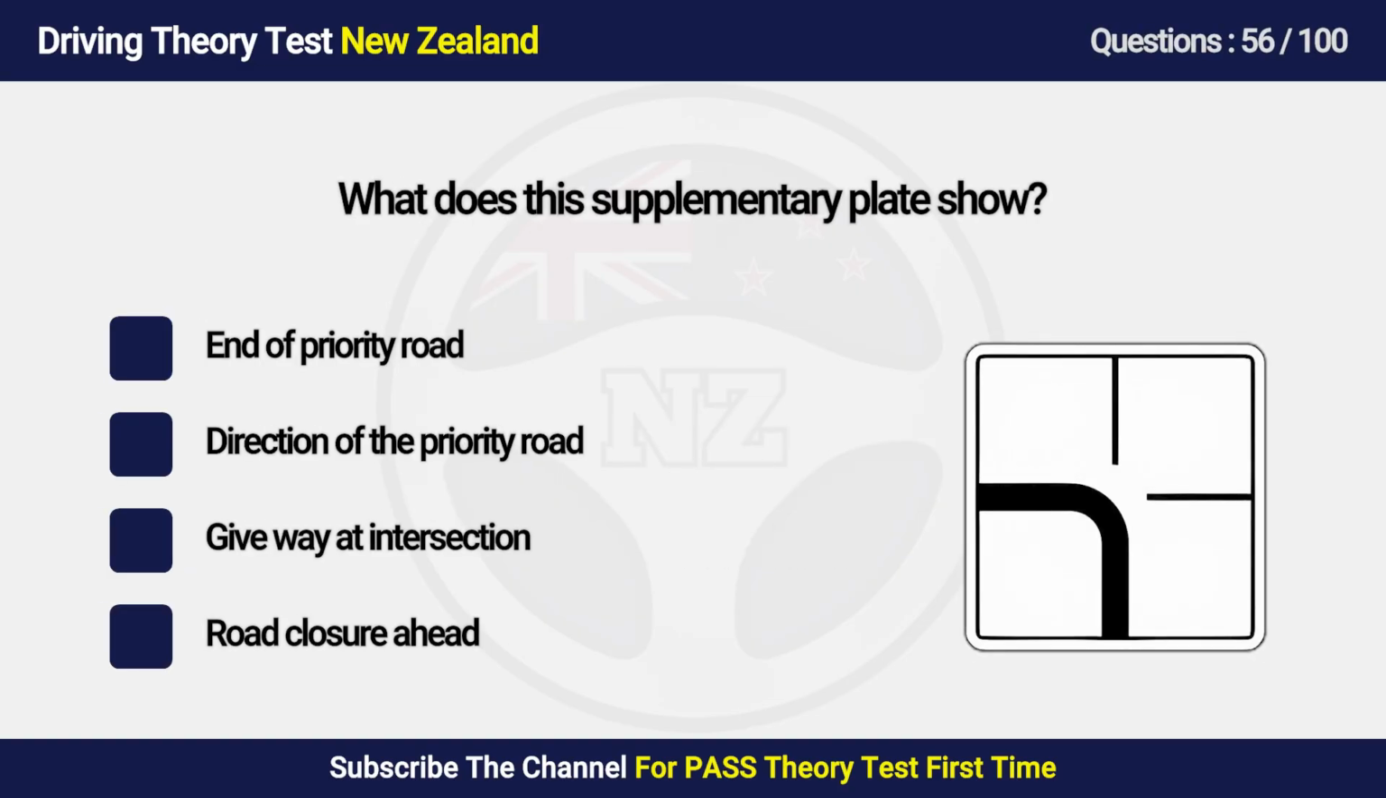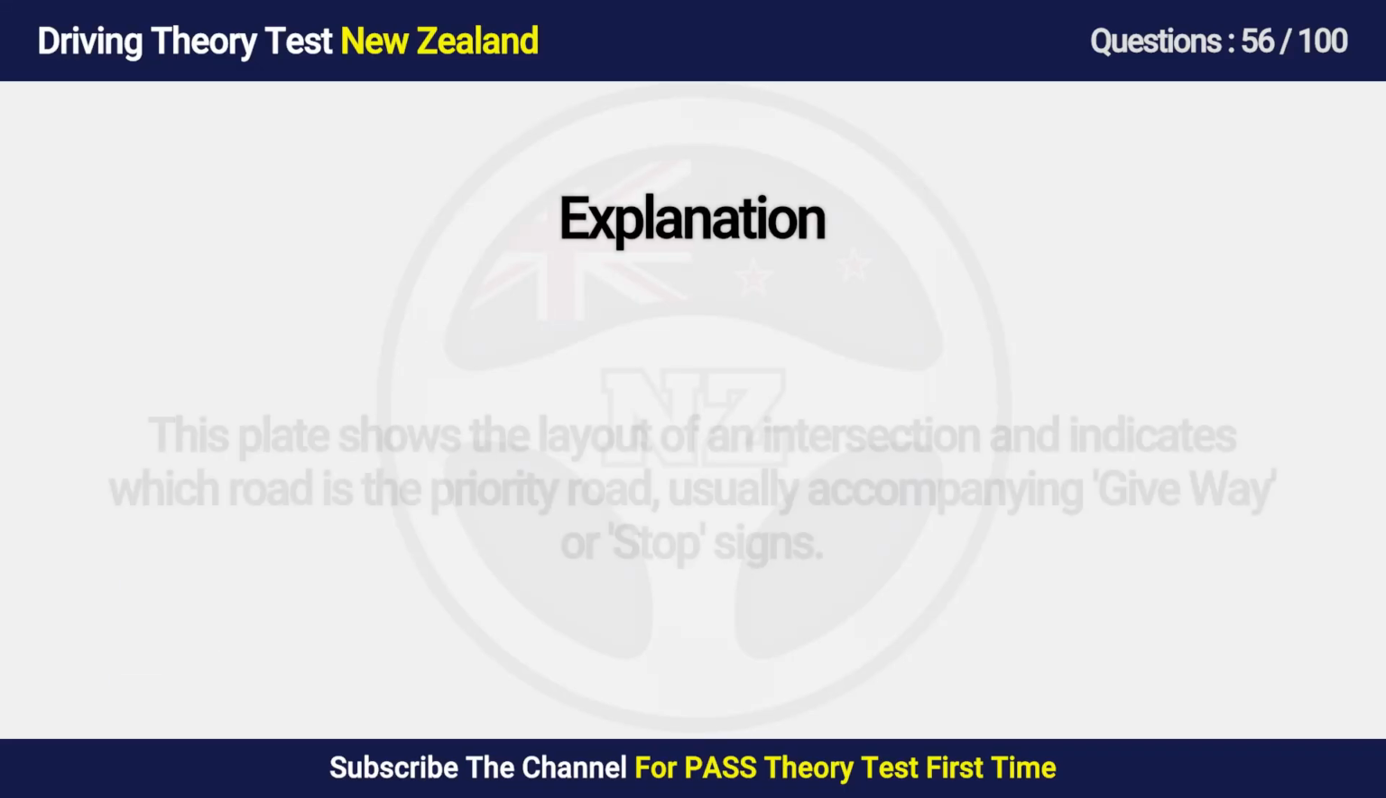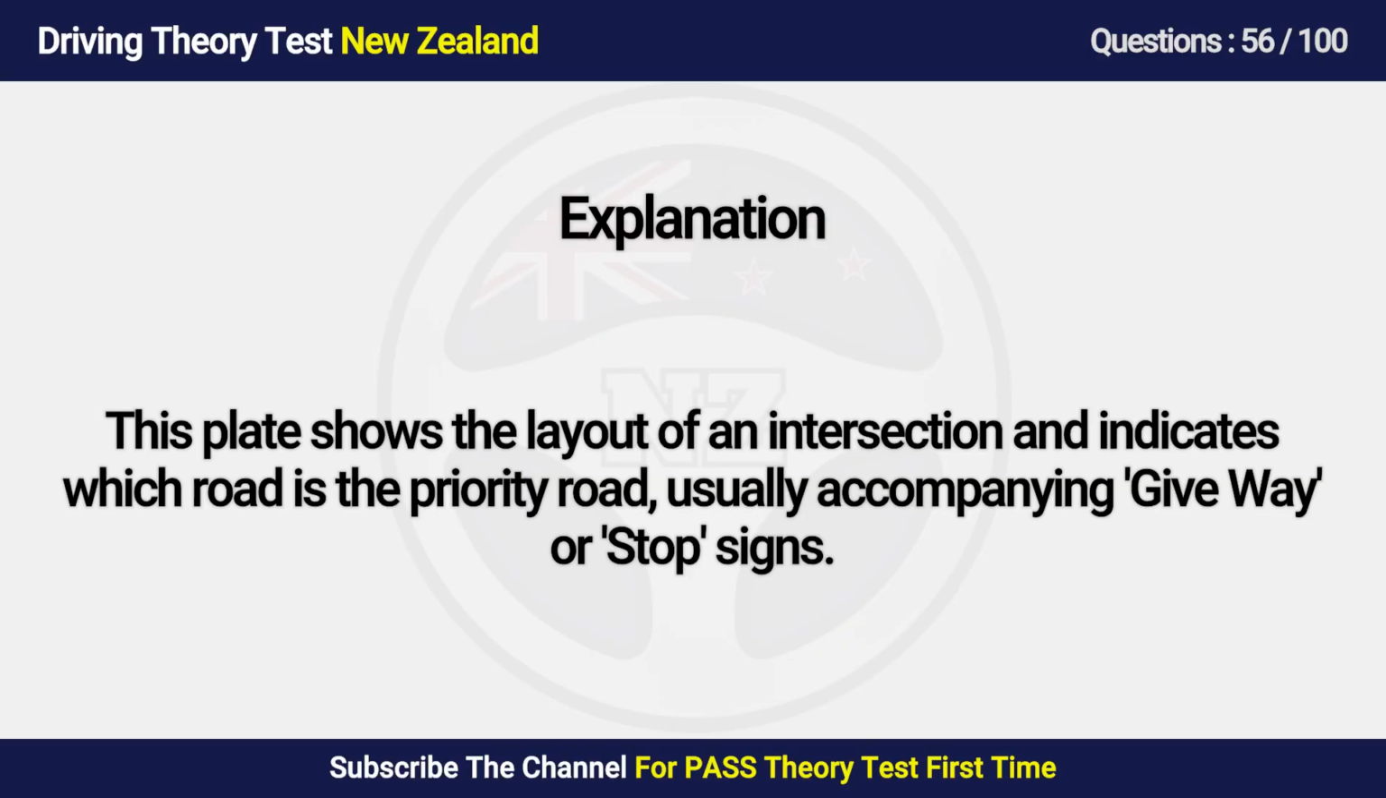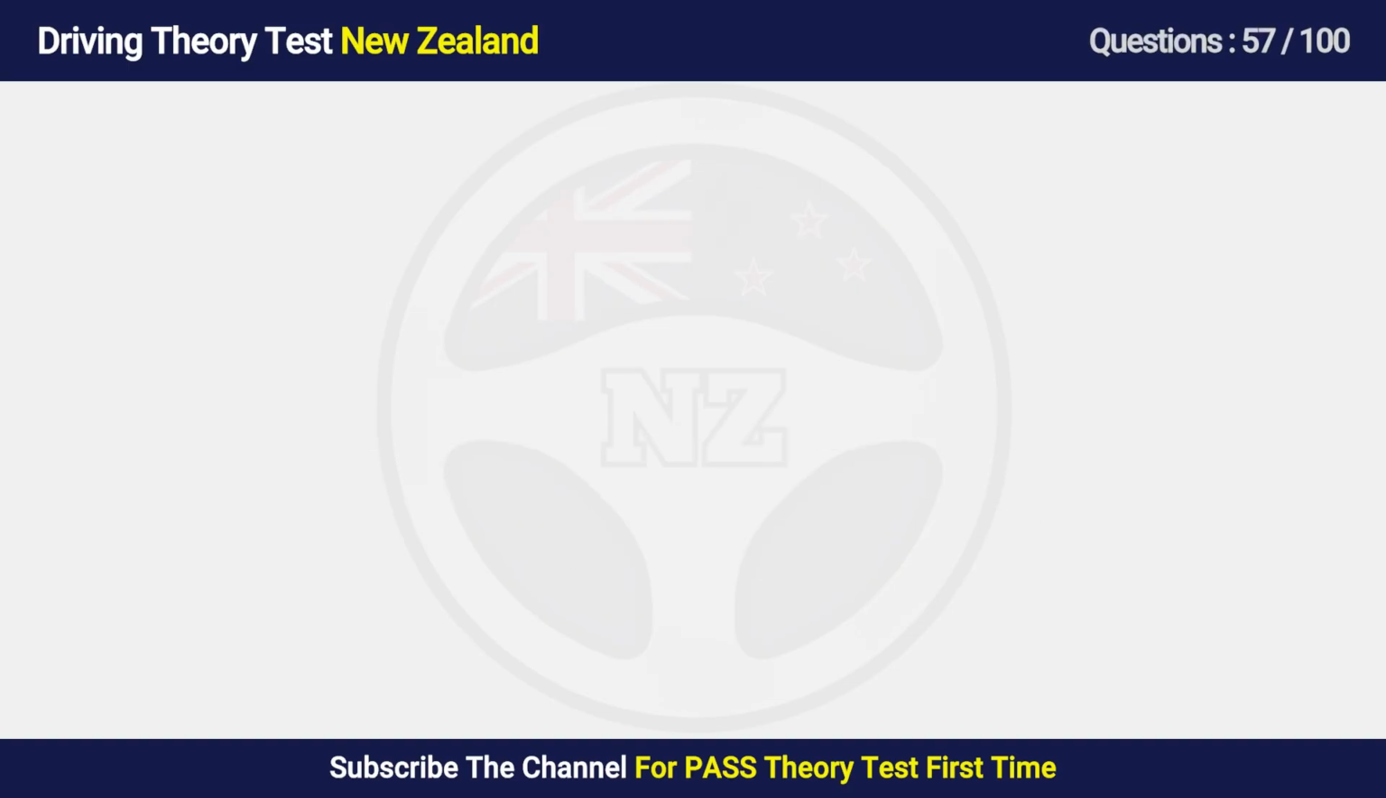Question 56. What does this supplementary plate show? A. End of priority road. B. Direction of the priority road. C. Give way at intersection. D. Road closure ahead. Answer is B. Direction of the priority road. This plate shows the layout of an intersection and indicates which road is the priority road, usually accompanying give way or stop signs.